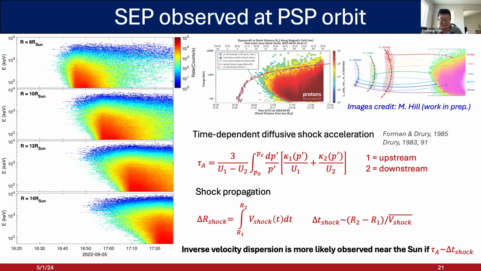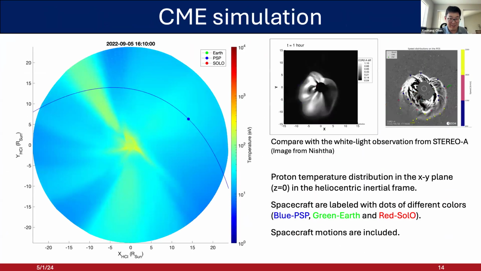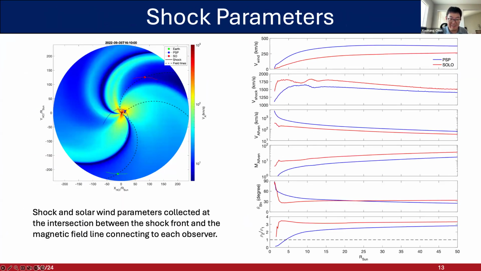By the way, I'd like to mention that Solar Orbiter also sees these inverse velocity dispersions in some real cases. We try to propose that Solar Orbiter is located in a relatively high upstream speed region, and this makes the shock compression ratio or Mach number relatively lower. In this way, the particle takes a longer time to be accelerated, comparable to the time the shock takes to travel from the Sun to Solar Orbiter.